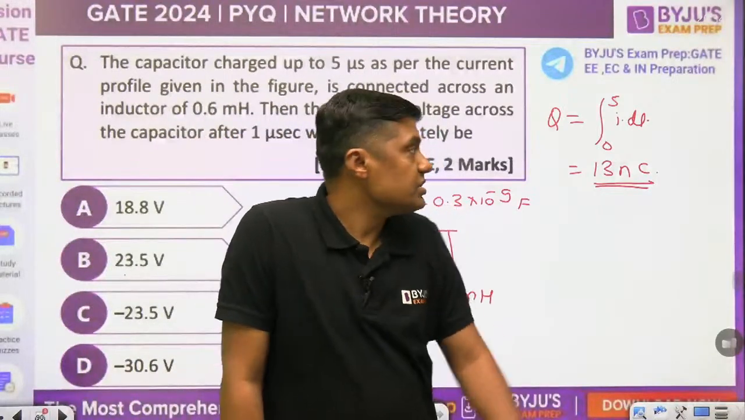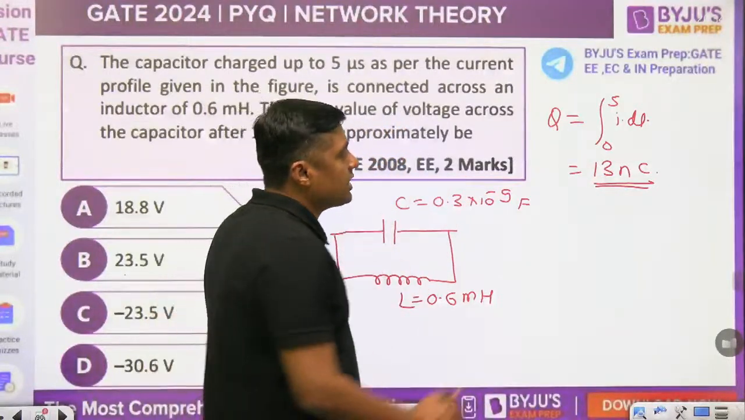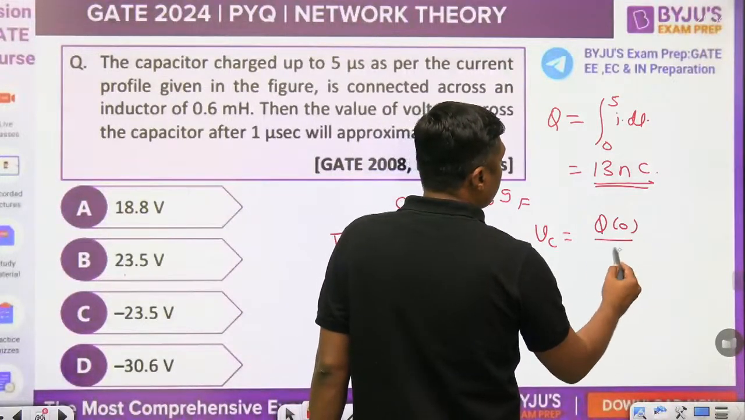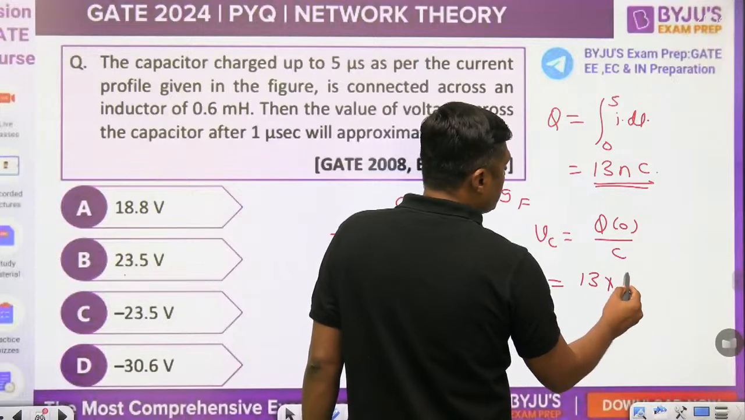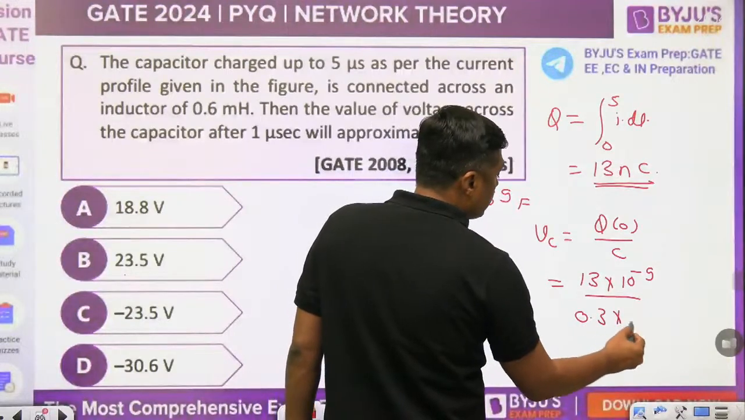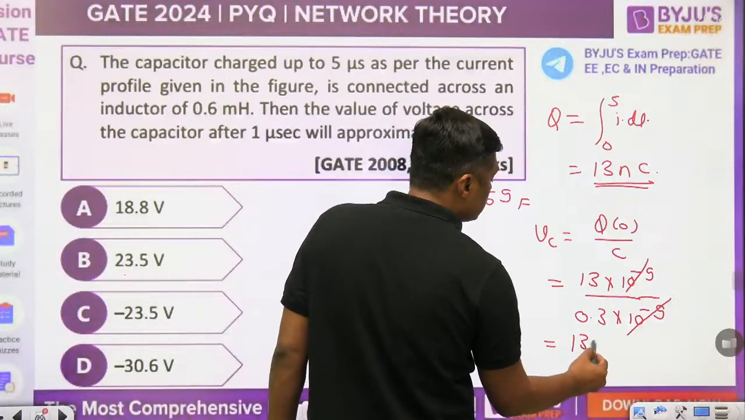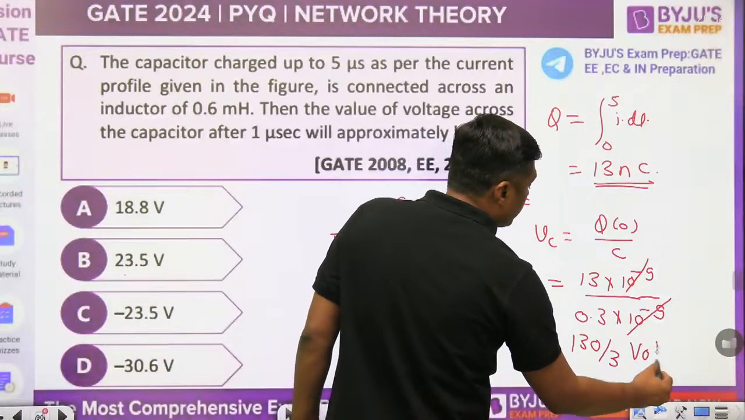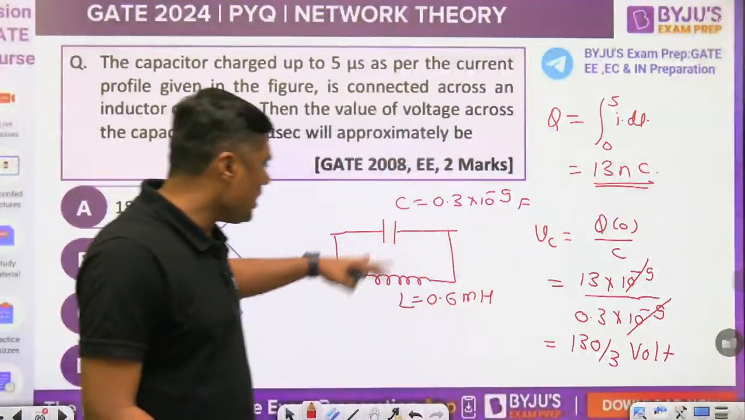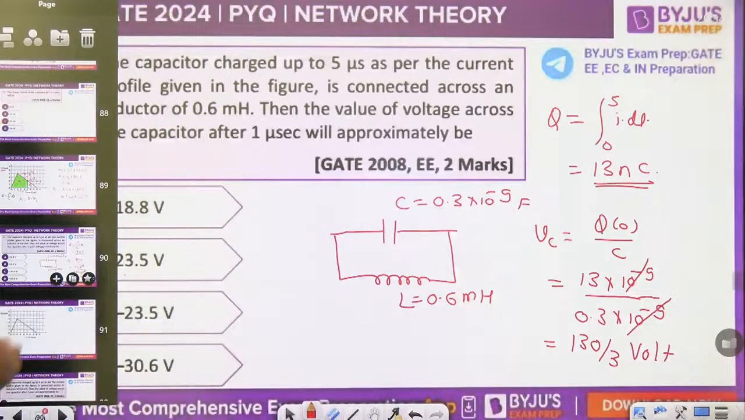Then already it is charged by 13 nanocoulomb. So this is the initial charge. You can find the initial voltage across the capacitor. What is the voltage across the capacitor? Q initial upon C, 13 into 10 raised to power minus 9 upon 0.3 into 10 raised to power minus 9, because it is nanofarad, cancel. 130 by 3 volt. This is the initial voltage across the capacitor. Now it is an LC circuit only. So what will be the solution of the LC circuit? Transient, I will give the idea about the transient.